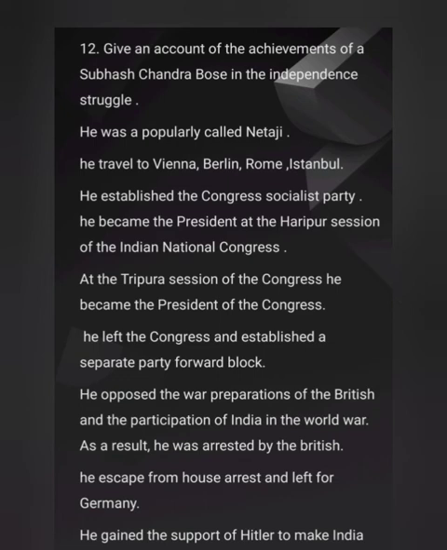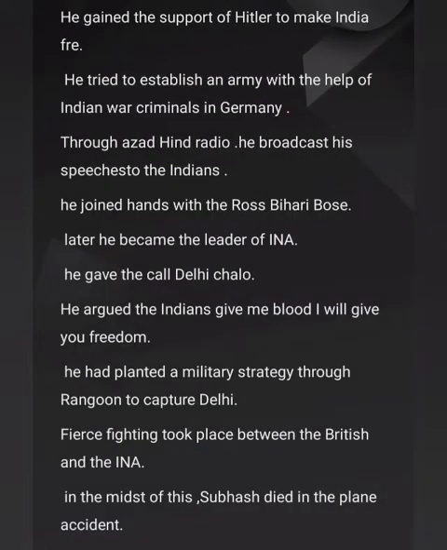He escaped from house arrest and left for Germany. He gained the support of Hitler to make India free. He tried to establish an army with the help of Indian war prisoners in Germany. Through Azad Hind Radio, he broadcast his speeches to the Indians. He joined hands with Ras Bihari Bose. Later, he became the leader of the INA.